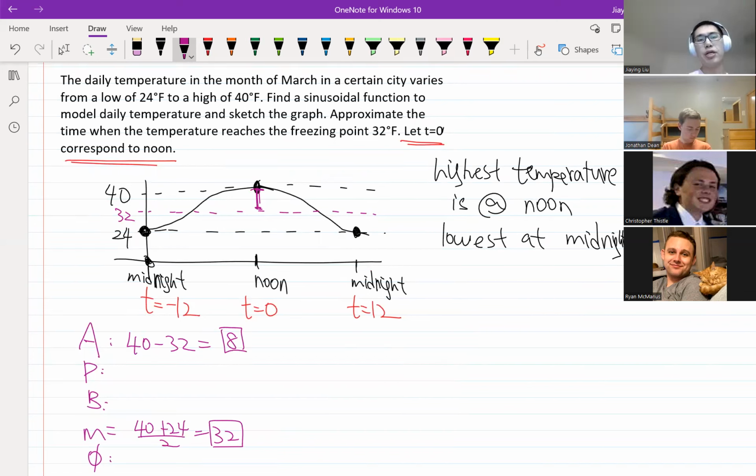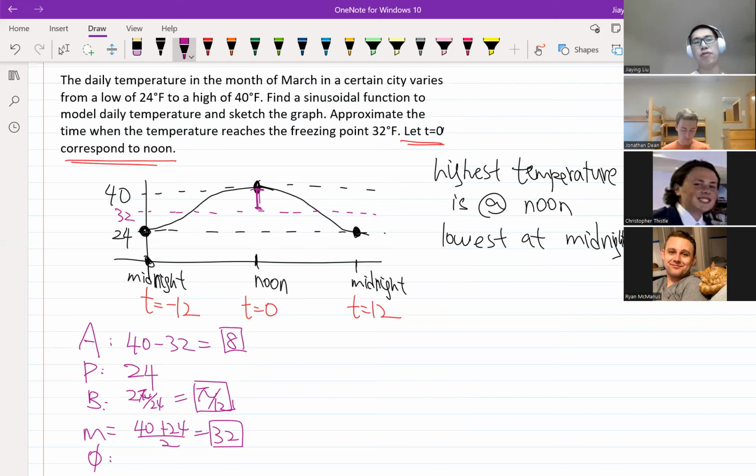Now, what about the period? We already know the temperature varies every day. So from midnight to the next midnight, it varies. So that's a cycle. So the period is equal to 24 hours. And B is going to be 2 pi divided by 24. So that's going to be pi over 12. That's the B value we need for the formula.